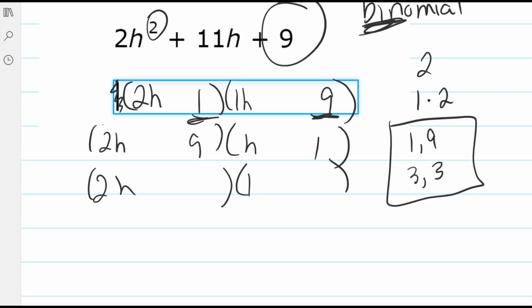I'm going to keep this here just so I don't make a mistake and screw everything up. I'm going to just keep the first ones the same way each time and just change the second one around. All right, so we also have 3 and 3, and if I switch the 3s, well, it's just the same thing over again. So now I'm going to check to see which one works.